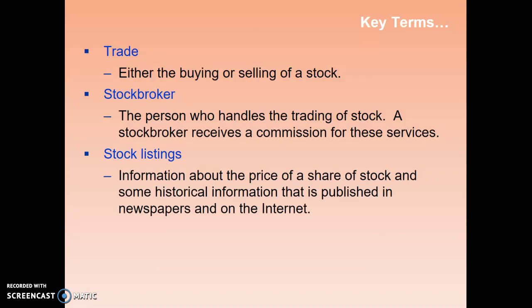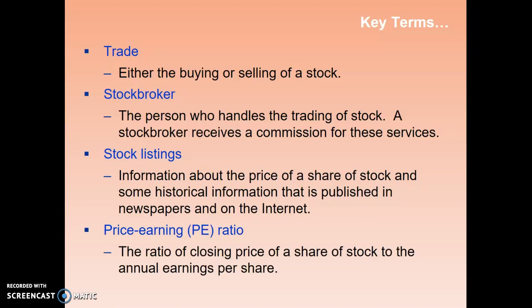Stock listings are information about the price of a share of stock and some historical information that is published in newspapers and on the internet. You do want to take a look at the stock listings before you decide to invest in a stock. Your price earning ratio, or your PE, pay attention to that. PE is the ratio of closing price of a share of stock to the annual earnings per share.